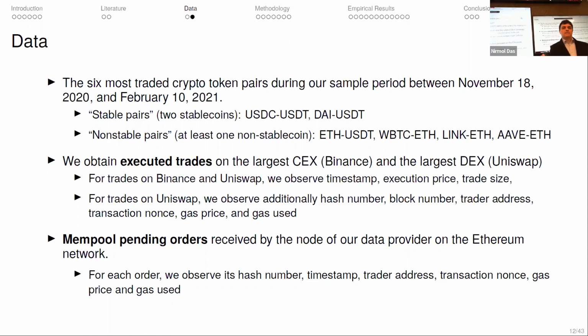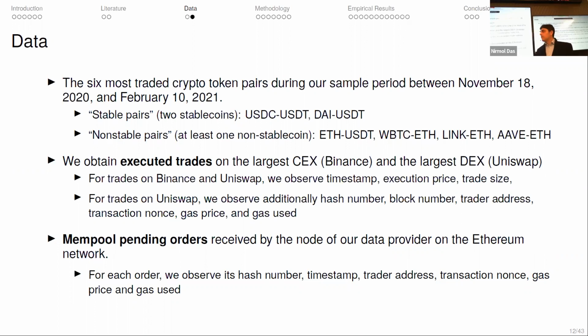And so as I mentioned, we look at both stable pairs and non-stable pairs. Stable pairs means pairs of stable coins, so you swap one stable coin for another stable coin in the exchange. We look at the three main stable coins in terms of volume traded, which are USDC, USDT, and DAI. USDC is the stable coin issued by Circle. USDT is the stable coin issued by Tether, which is another company. And DAI is the decentralized stable coin issued by MakerDAO.